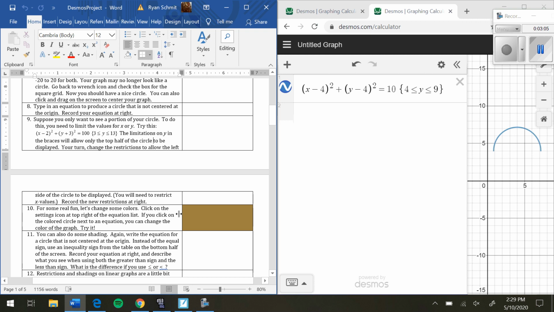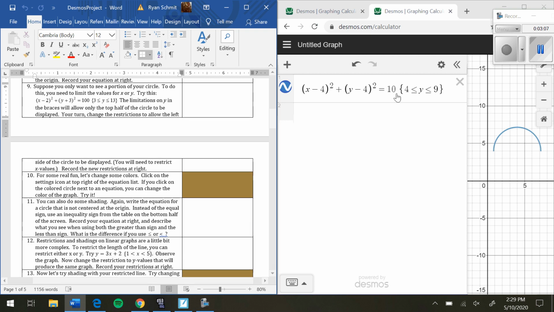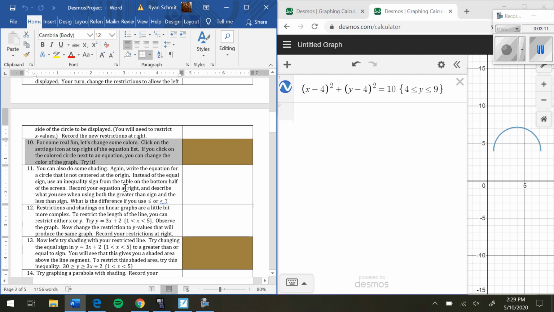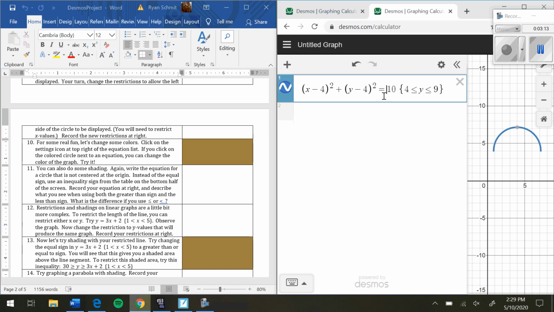If you want to change the color, we already talked about that. Okay, so that's 10. Let's do some shading. So what if I change this instead of equal to, what if I do less than? Notice that it is shaded inside that circle, and because it's strictly less than, it's got a dotted line. If I add the equal sign right after that, it's going to be less than or equal to, so it keeps that. And notice because we have these restrictions, it does not shade for the entire circle.